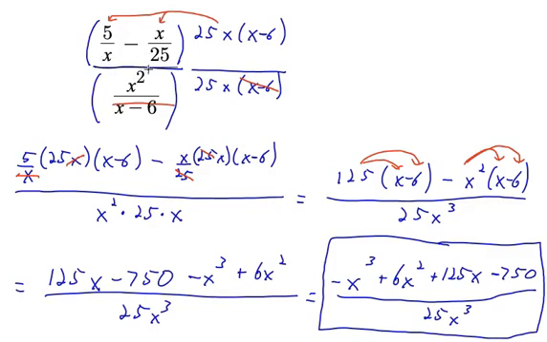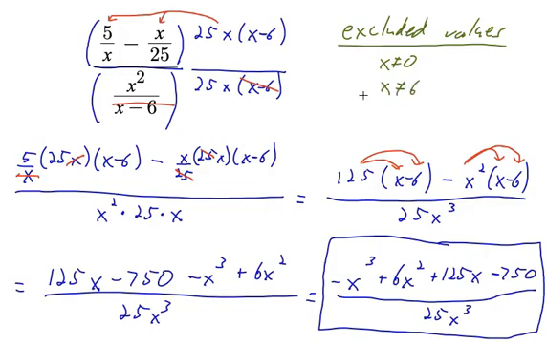On a technical note here, we notice that in the original expression we have some excluded values. X cannot equal 0. And x cannot equal 6, because those would make denominators 0. We don't need to worry about the x equals 0 because that's evident from our answer here, but we really should make a note that this expression is equivalent to the original one only for x's not equal to 6.